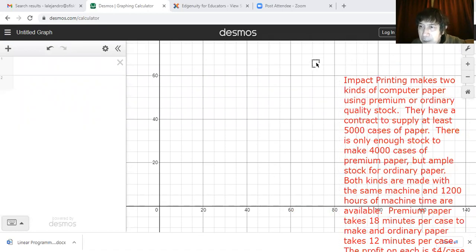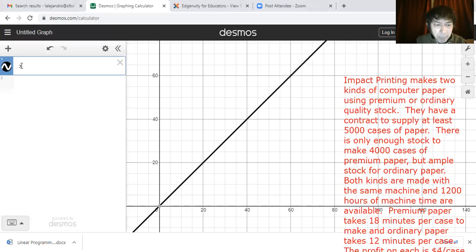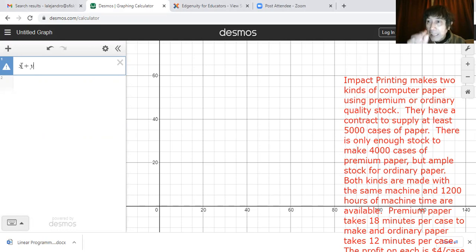Okay, Impact Printing makes 2 kinds of computer paper. Second statement, they have a contract to supply at least 5,000 cases of paper. At least. All right, so that means we will start with premium plus the ordinary. We're talking about the number of cases of paper. And this can go over 5,000 because it's at least. That means it can be higher than that. So we will not use less or equal. Instead, we will use greater or equal. And that's 5,000 cases there.